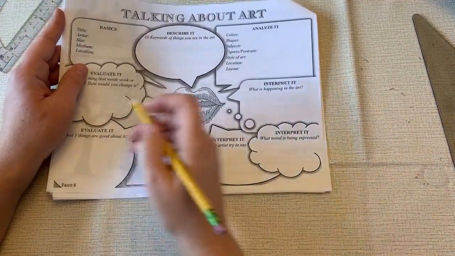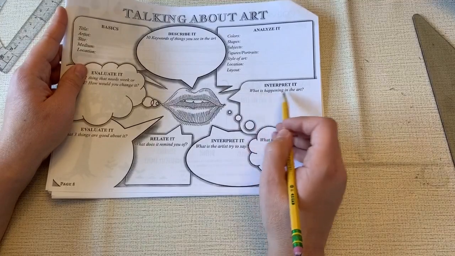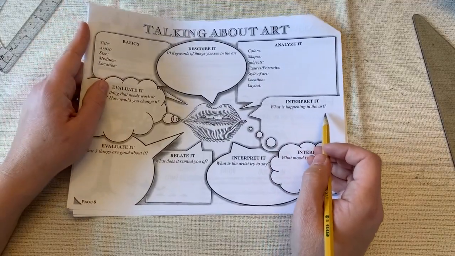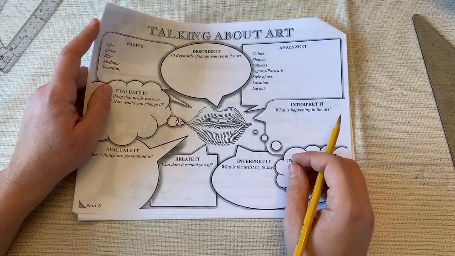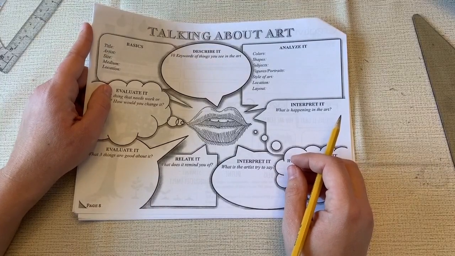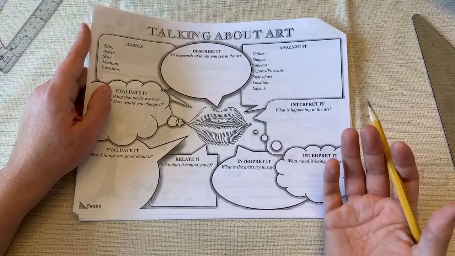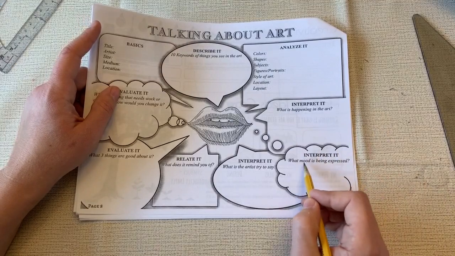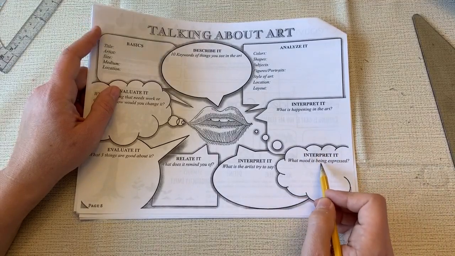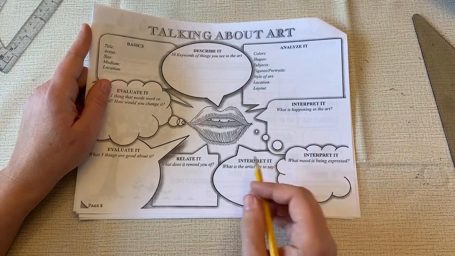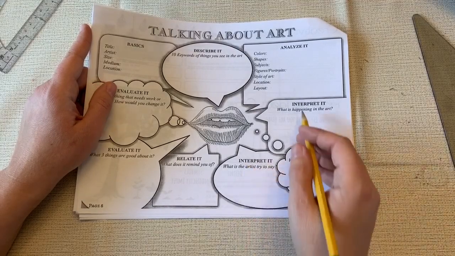Now, here we go. We're going to interpret it. What is happening in the art? Be a little bit specific instead of just saying someone's sitting there or someone's standing there. Look around. What else are they doing? Moods: what is the feeling that you get from it when you look at it?